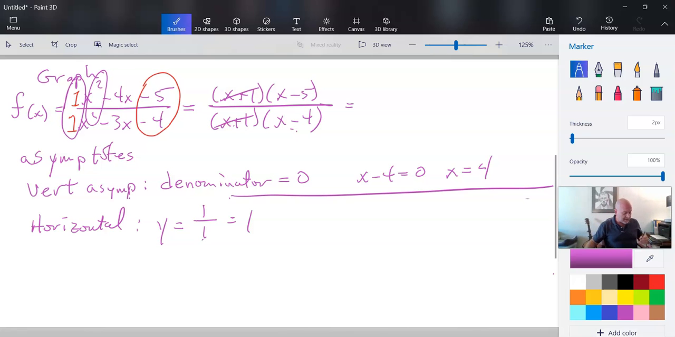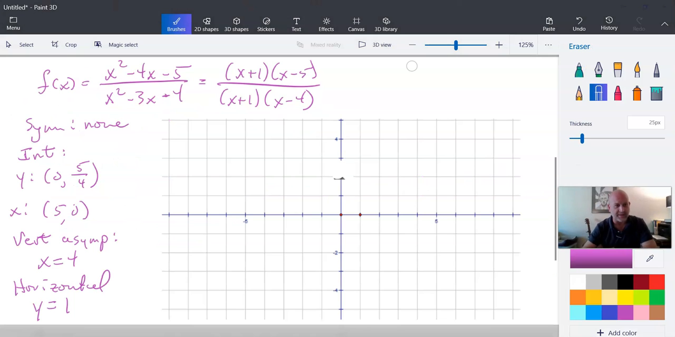So let's go ahead and start putting in some of the things we have. I just kind of re-summarized everything we just found, that we don't have any symmetry. We have our y-intercept, our x-intercept, our vertical asymptote, and our horizontal asymptote, all sitting right here. So let's just start putting this stuff in.